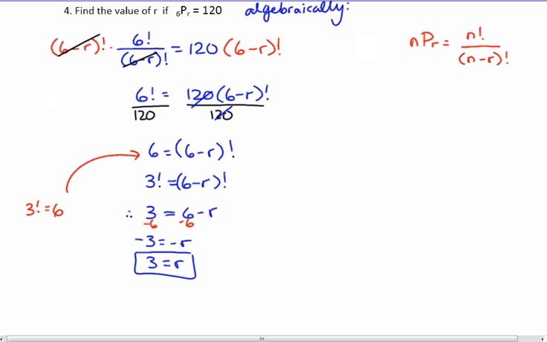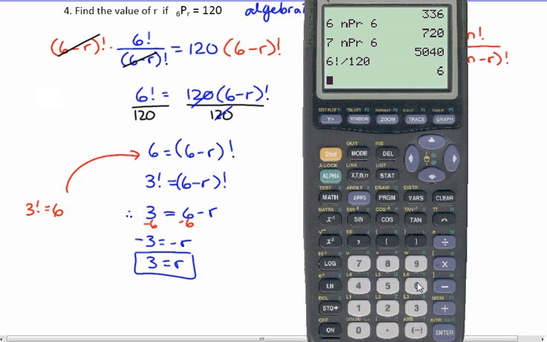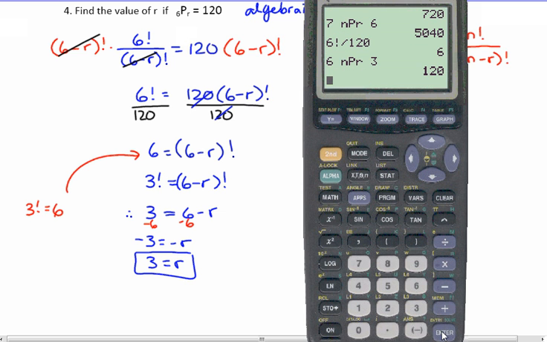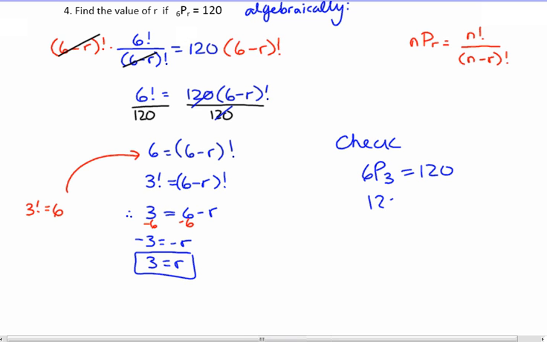R is 3. Could you check your answer? Yes. Go back to the original. 6 pick 3 has to equal 120. So we can type that in. Oh, I used choose. Math, number 2 is 120, so that it does. So we want to change this into a factorial so we can equate the insides here.